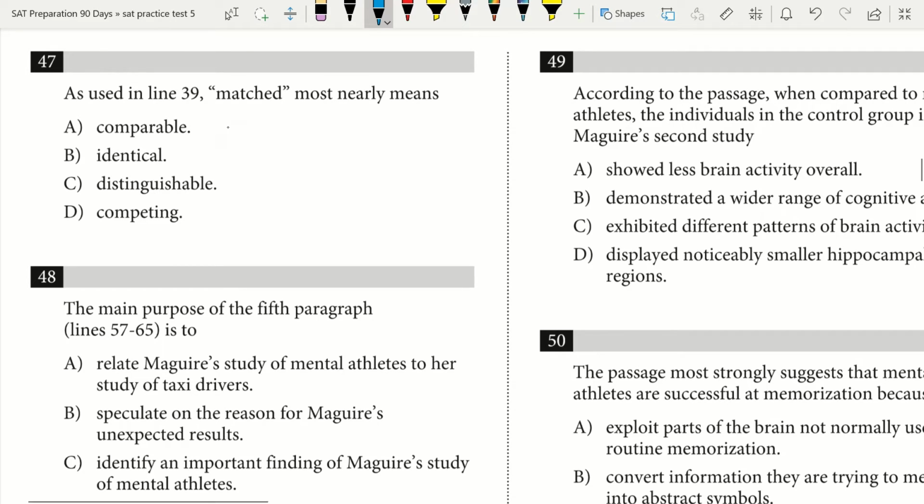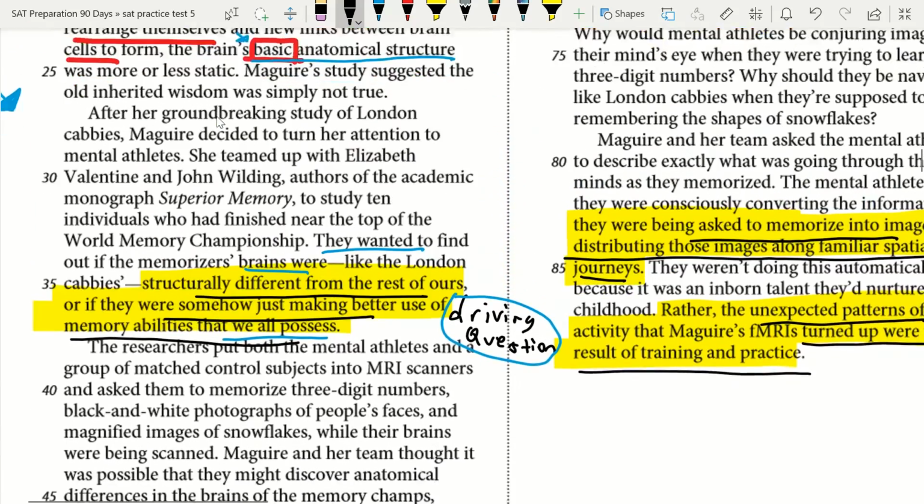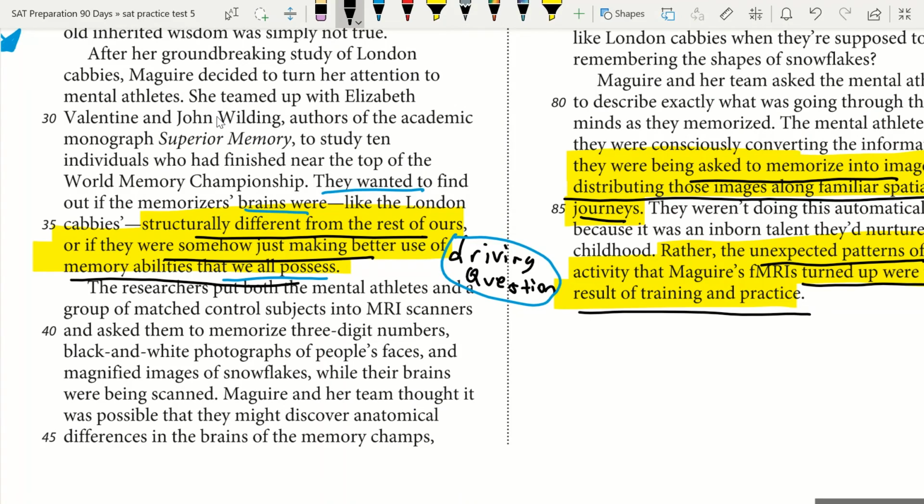All right, now we got 47. As used in line 39, matched most nearly means what? So we're going to go to line 39 and take a look at matched. We have the researchers put both the mental athletes and a group of matched control subjects into MRI scanners and asked them to memorize 3-digit numbers. The key part here is that you pretty much need to know what control subjects are in order to get what matched means.